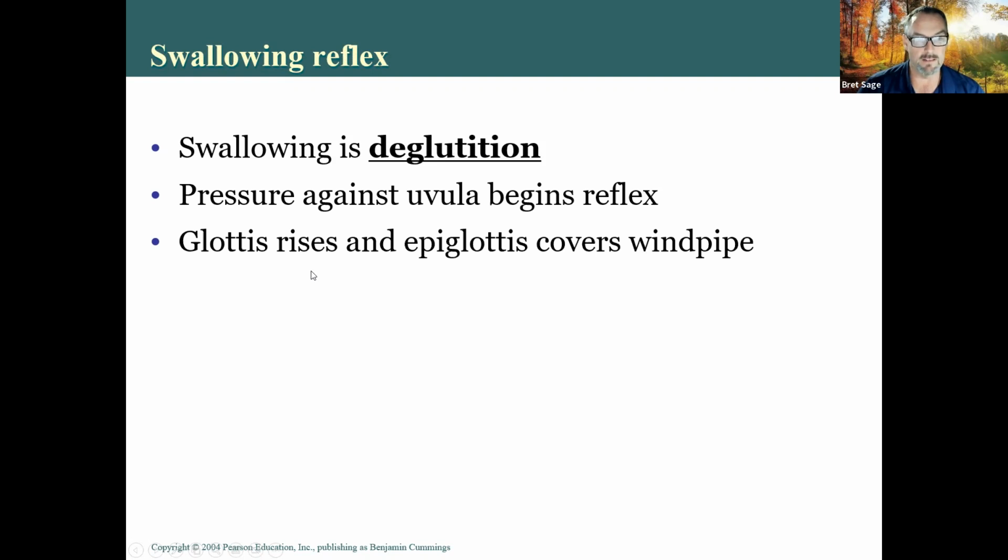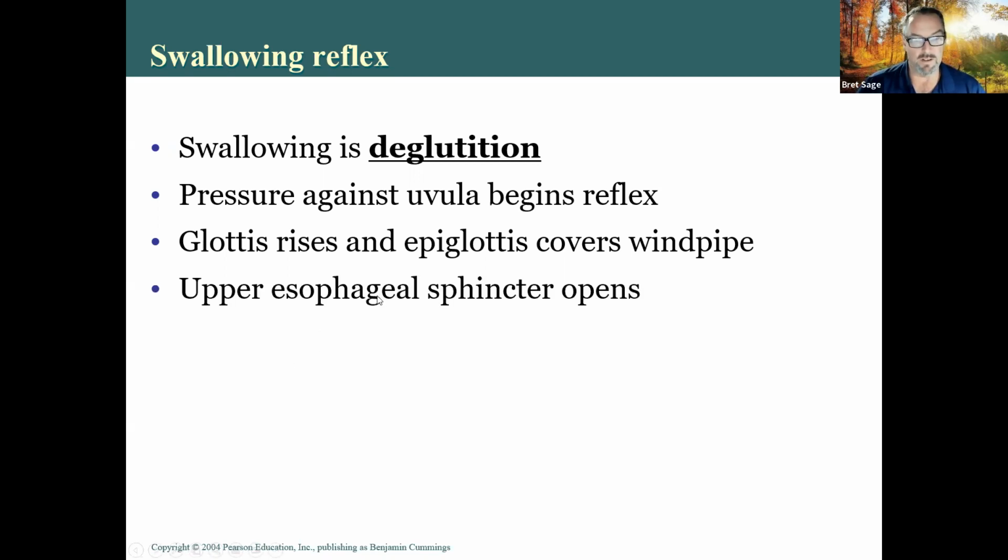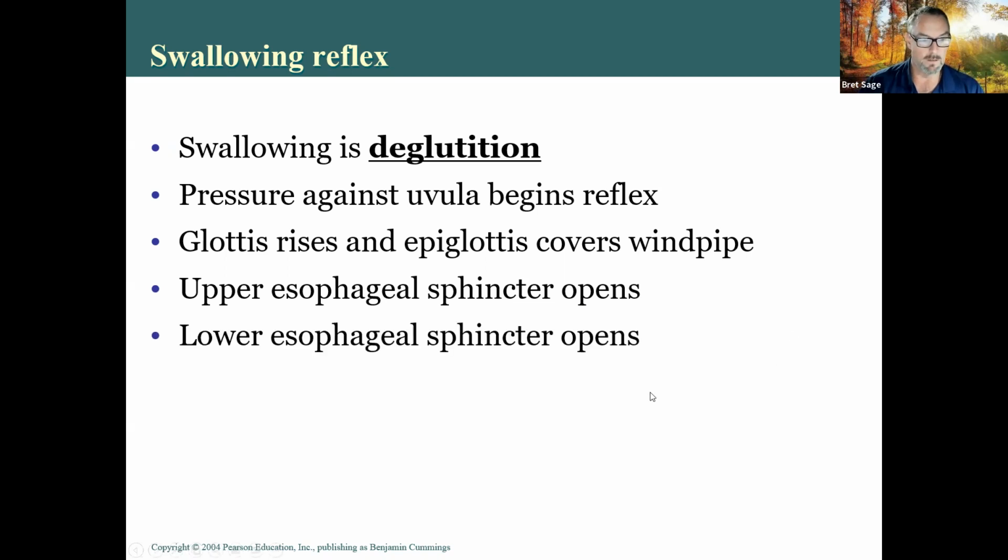The glottis rises and the epiglottis covers the windpipe. So the glottis is the top of your windpipe. The epiglottis covers it. So when the glottis rises up, the epiglottis covers it. That way you don't get food or liquid into your lungs and cough. The upper esophageal sphincter opens. Basically, you're opening the esophagus to allow the food to go down because otherwise it's sealed off to keep the food down in the stomach. The lower esophageal sphincter opens. That's the one just above the stomach.